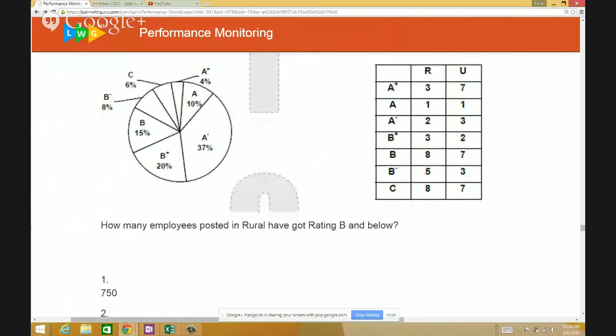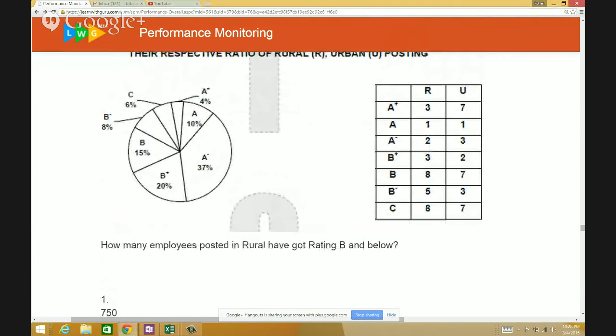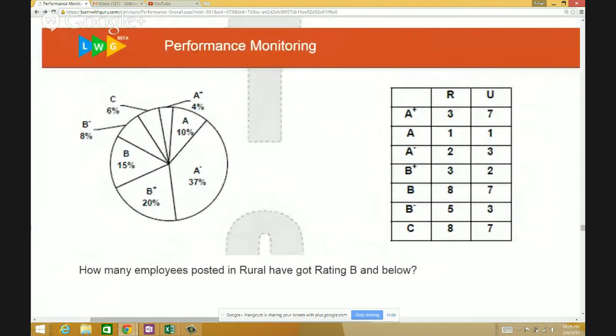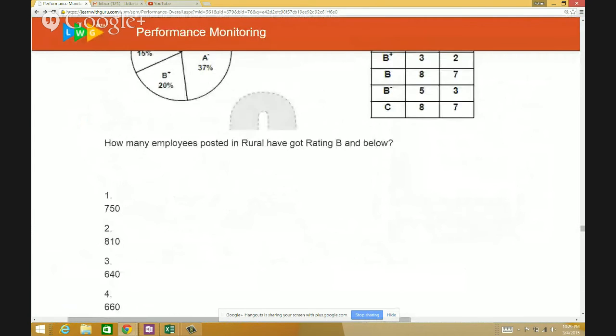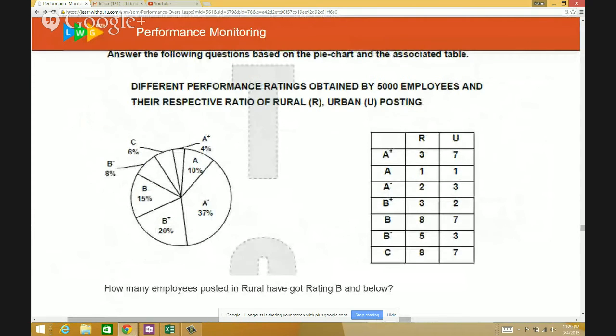Okay, so just a minute, I think there's a discrepancy in the answer. B minus and C, right? So B minus is 8% and C is 6% of 5,000. Yeah, that's fine, that's perfectly fine. So the answer is given incorrectly. Yeah, the answer is incorrect, by the way. So B minus and C, 5,000 employees is perfectly fine.